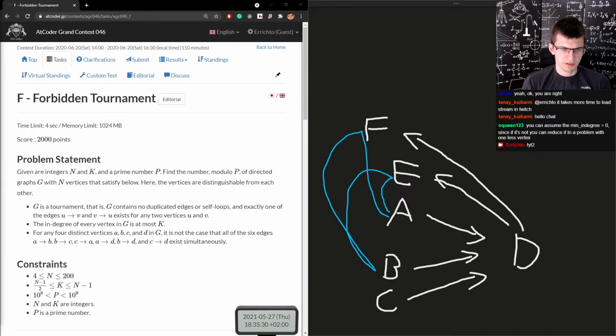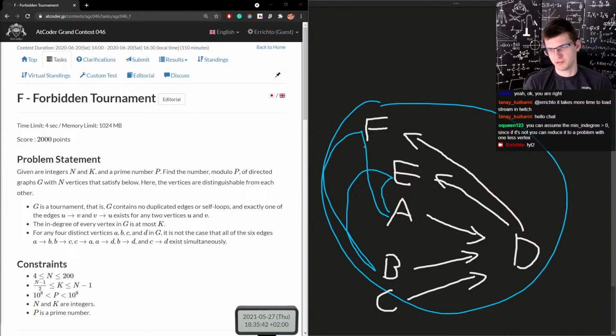I can assume that mean degree is greater than 0. I don't gain anything by that. In particular, the graph can be, say, like this, and what do I do?